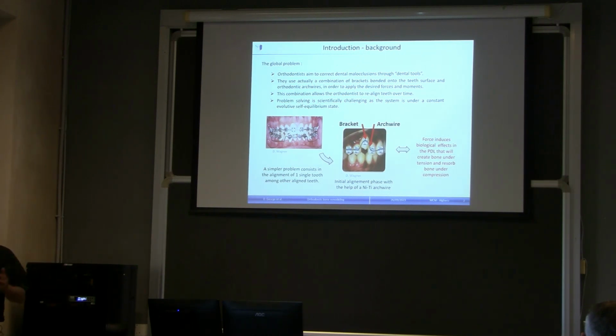Since the whole arch is a difficult problem to solve, we initially decided to start on a simpler problem, which is 3 teeth, that you see here. We suppose that the other teeth are aligned and there's only one that is misplaced compared to the other ones. So we fix our brackets, then we put the wire onto the brackets and we try to realign these teeth, knowing that the force induces biological effects onto the PDL, leading to bone formation on the one side, which is under tension, and bone resorption on the other side, which is under compression.